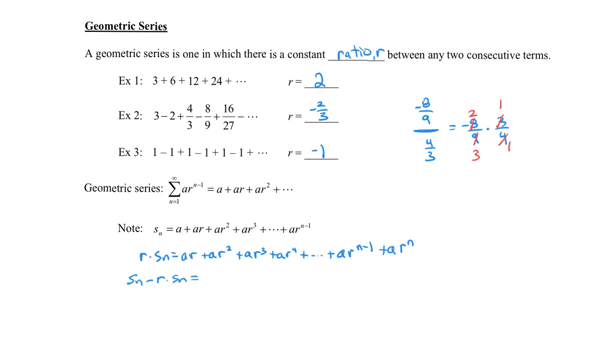So you can see a bunch of these are going to cancel. When I subtract, those will cancel, those will cancel, those will cancel, and this would cancel, and that would cancel. Basically, everything in here would cancel, and the only thing we'd be left with is this term and that term. So over here we'd have A minus A times R to the nth power.